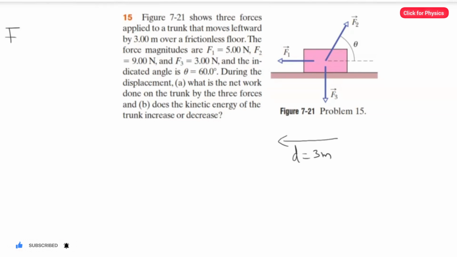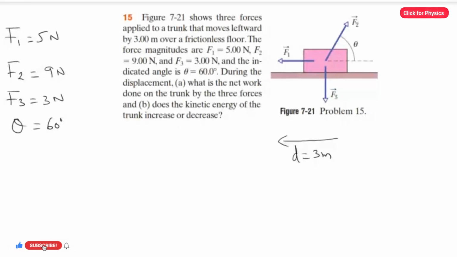The magnitude of first force, which is 5 Newton. The magnitude of the second force, which is 9 Newton. And then the third force magnitude is 3 Newton. And then angle, which is applied for second force, theta equal to 60 degree. Now we have to apply the rule which we already studied. Work done which is equal to FD cosine theta. This is the rule.